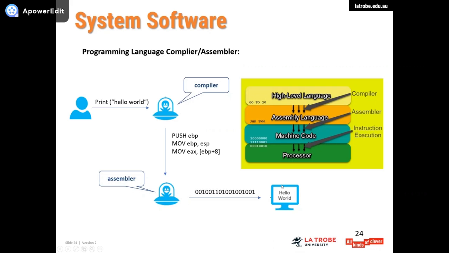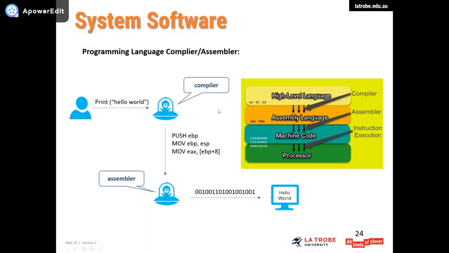First, we need to find our programming language. Here we can choose C as our programming language. Then we type the code, print hello world. Then we send this code to the compiler. Then the compiler will translate this C language to another intermediate language called assembly language.